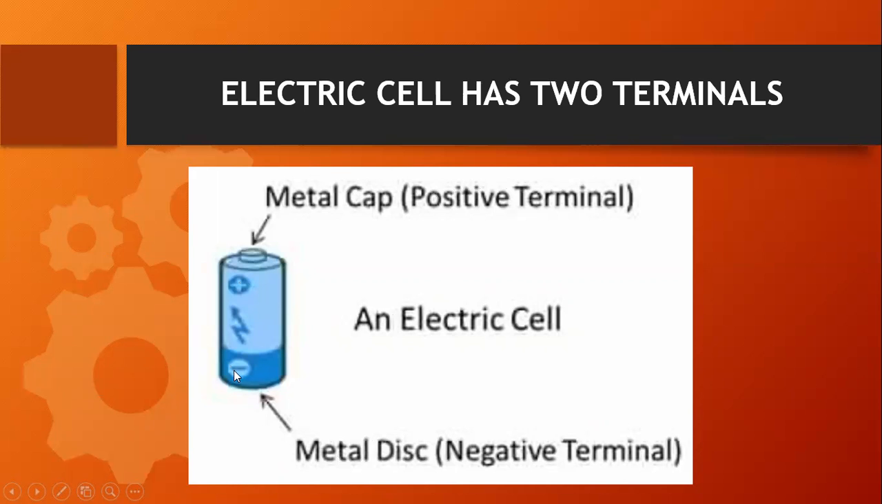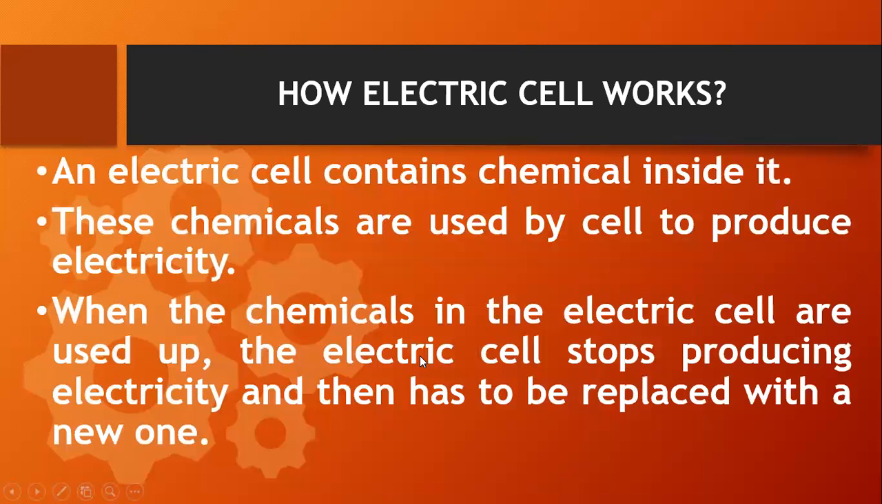It looks just like a CD, the CD which we used to put in computers. Just like that, it is visible when you see a battery. So a battery has two basic terminals, known as the positive terminal and the negative terminal.